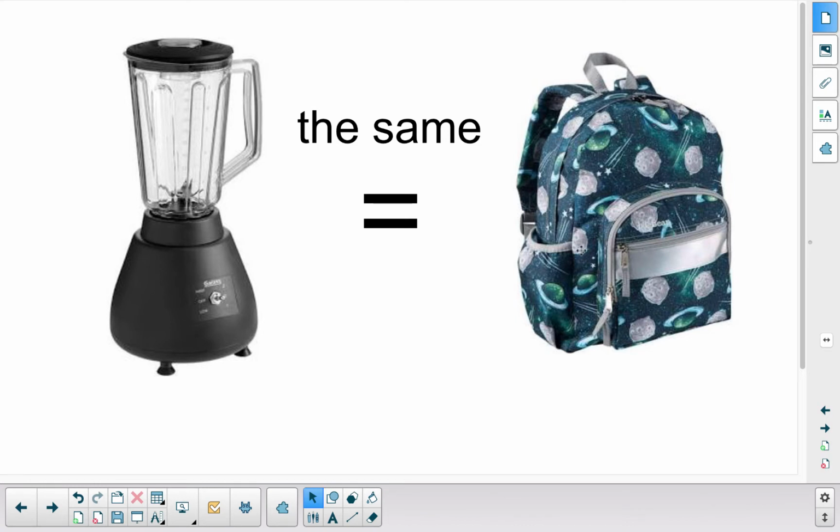Mom, I can't find the backpack again. Never mind. I don't think a blender is the same thing as a backpack.